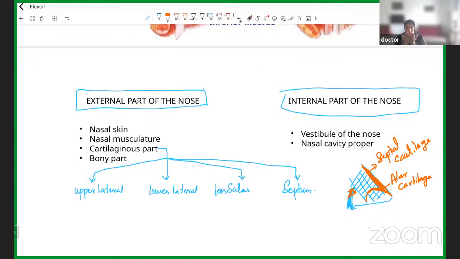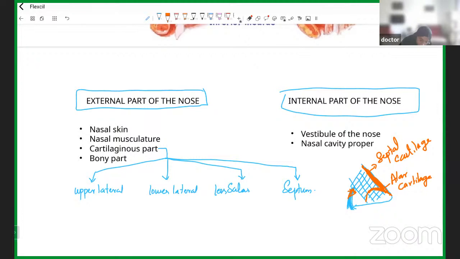So the vestibule of the nose is the anterior and inferior part of the nasal cavity. So this is your anterior part, right? The one that is in front is the anterior part, and the inferior part of the nasal cavity is called the vestibule. Just imagine the anterior and the inferior part of the nasal cavity is known as the vestibule. Now it is lined by skin. It contains subcutaneous glands and hair follicles.